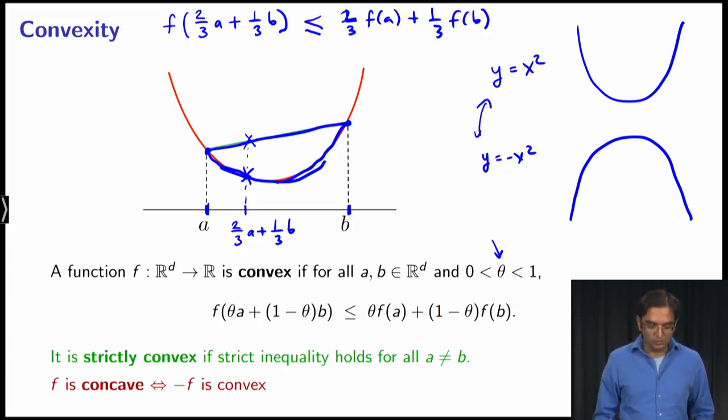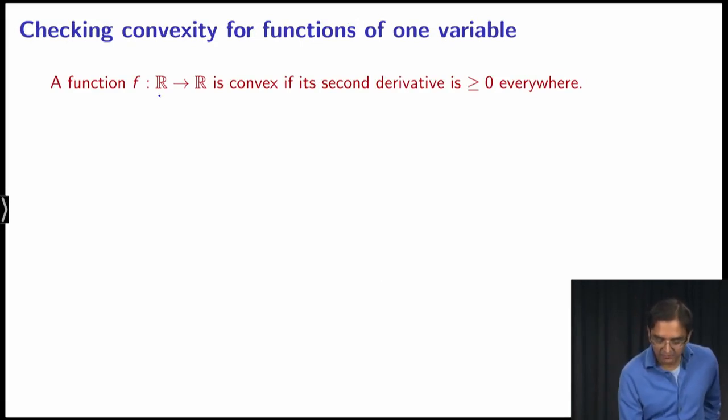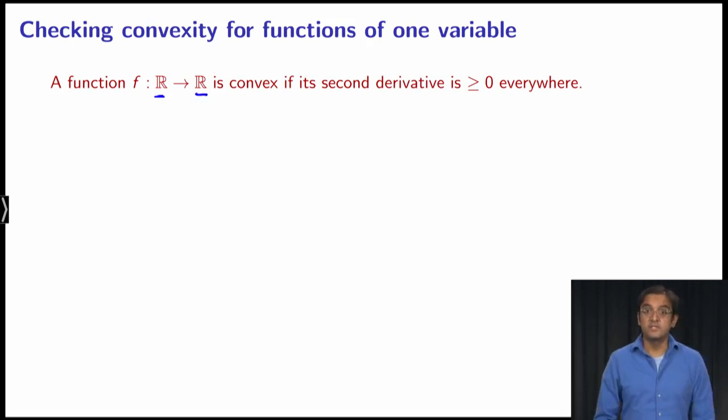So we have the definition of convexity. How do we check if a given function is convex? This is particularly easy if the function has just one variable. If we have a function from R to R, so a function of just one variable, a quick check for convexity is to compute the second derivative. And if it turns out that the second derivative is always greater than or equal to 0, it means that the function is convex.